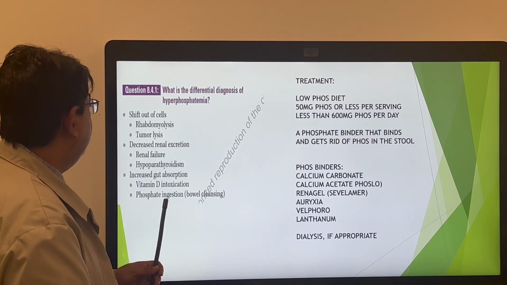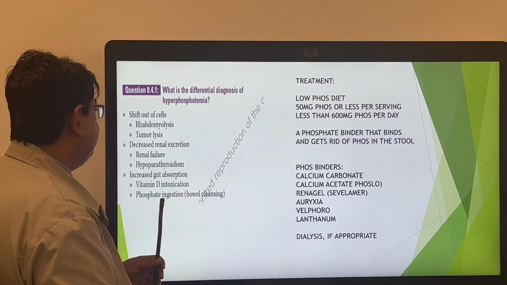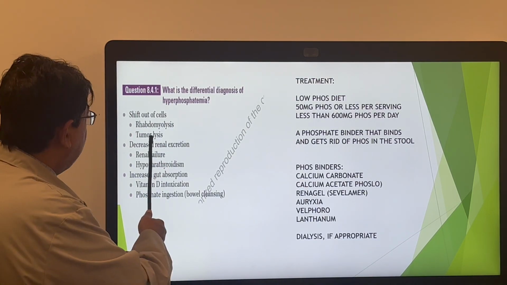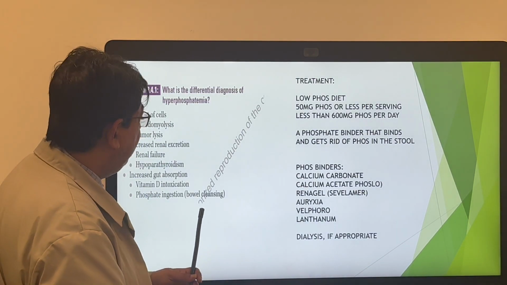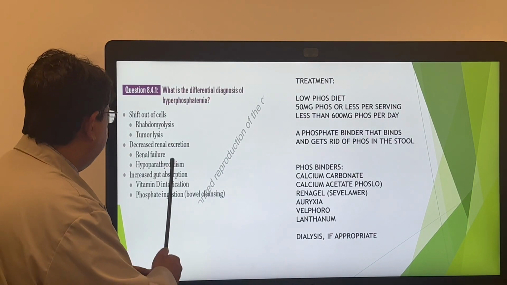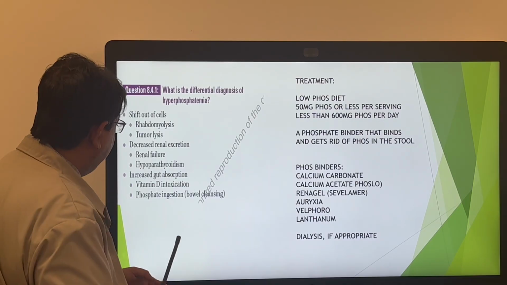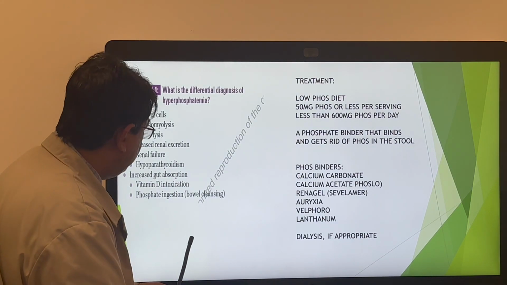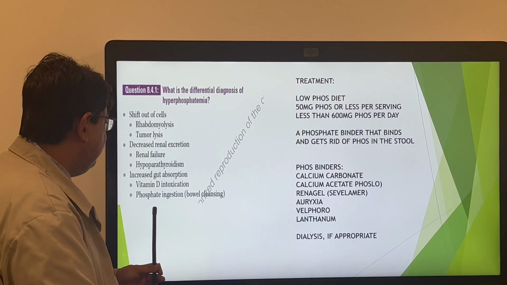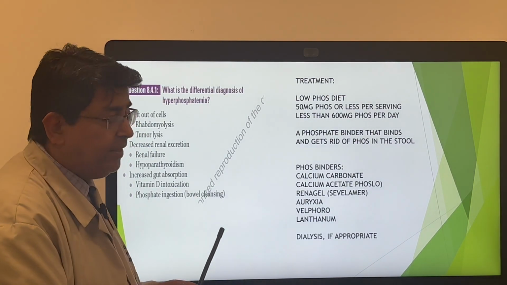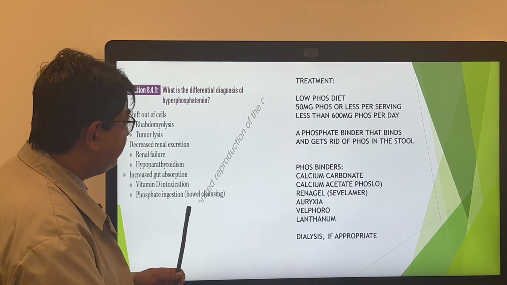Hyperphosphatemia would be caused by a number of things. Rhabdomyolysis is a common cause. Tumor lysis: typically when you see a high phosphorus in the setting of malignancy, you want to think about tumor lysis. Decreased renal excretion can occur in renal failure or hypoparathyroidism, and then increased gut absorption, as in vitamin D intoxication and phosphate ingestion, sometimes following bowel cleansing.